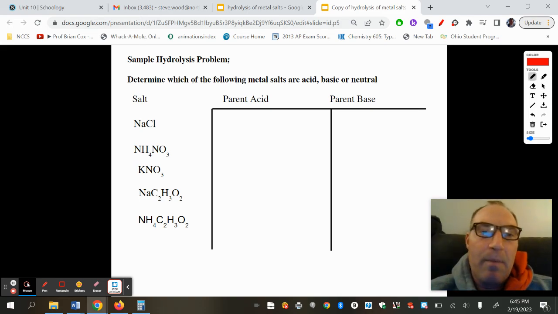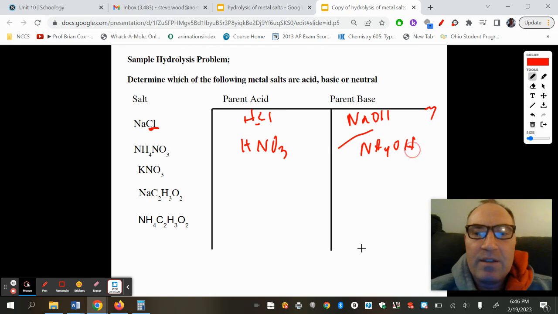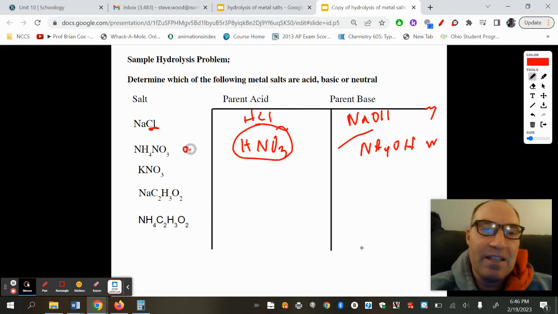So for this one, look, my parent acid would be HCl because, again, the anion comes from the acid, and then the parent base would be NaOH. And since this is strong and strong, this pH would be right around 7, and it is. Okay, and again, for the next one, my parent acid would be HNO3. And then we have NH4OH. Okay, this is interesting. So this we know is strong, but this is weak. So therefore, this is less than 7. This is an acid salt.